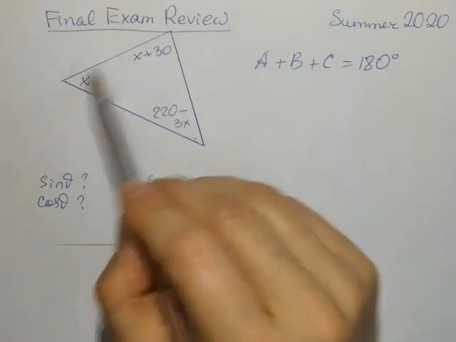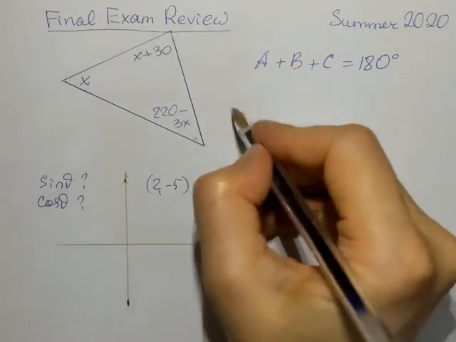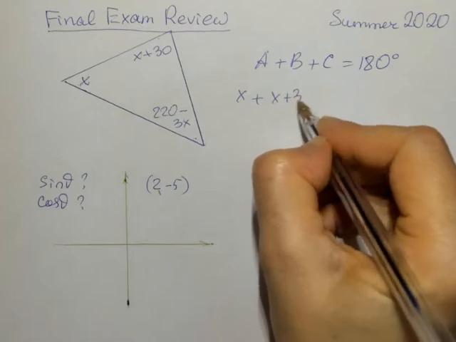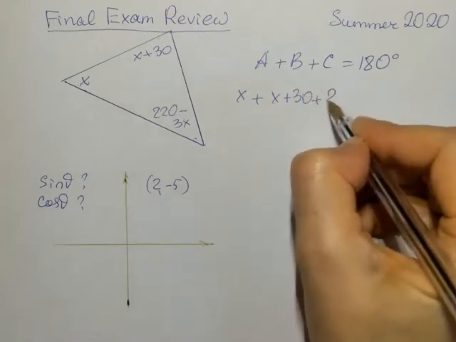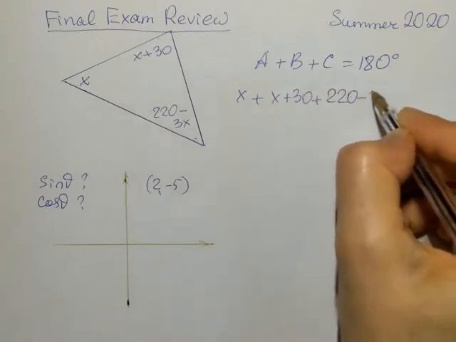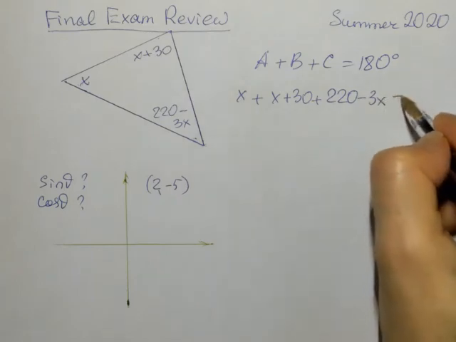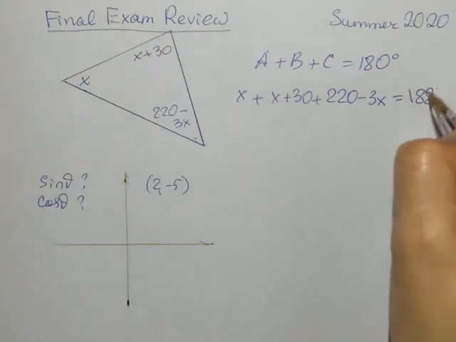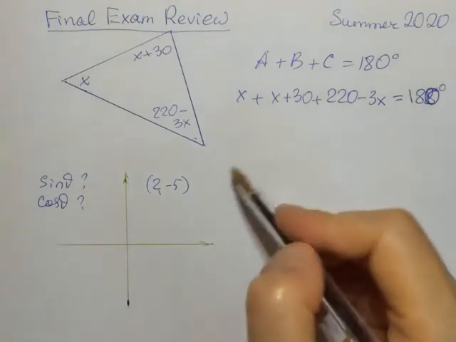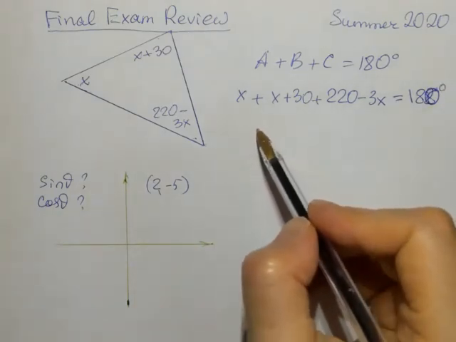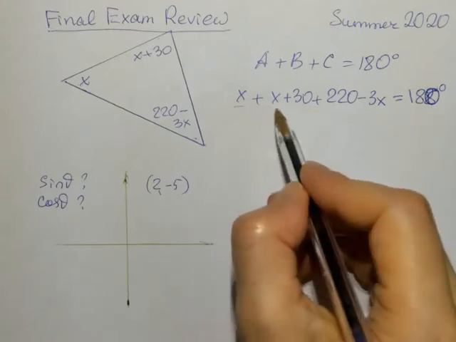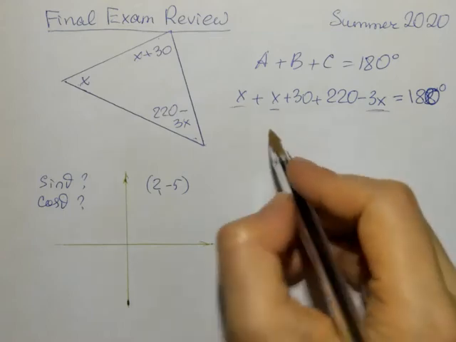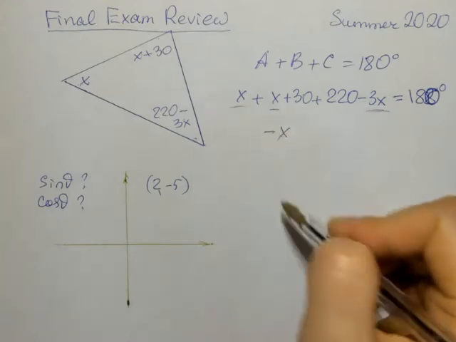Let us add all three measures together. X plus 30 plus 220 minus 3x, and it must be equal to 180 degrees. And we solve this equation for x. So we have like terms here. X plus x minus 3x with a negative x.